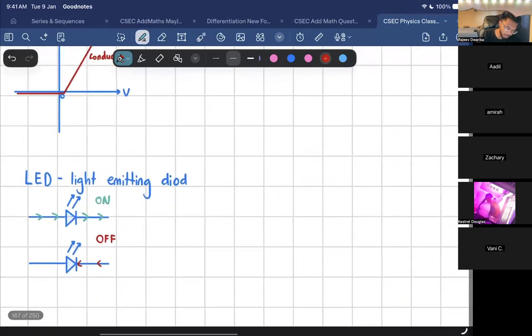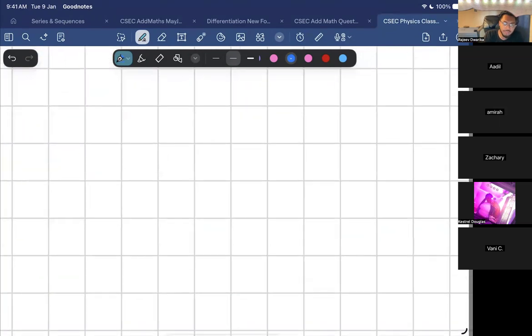So this is just a diode that emits light as well. So that's where they get the LED from. Now you know what LED means, light emitting diode. So guys, diodes only allow the flow of current in one direction. Yes, one direction.